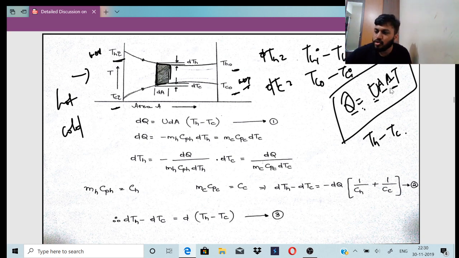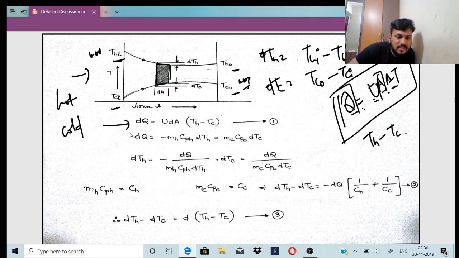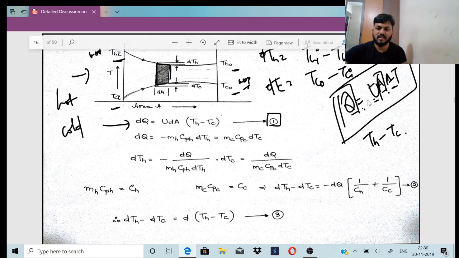So dq is equal to UA delta T. I'll differentiate it. Q is not a constant, A is not a constant. So what is the formula I'll get? I will get the formula as dq is equal to U dA (TH minus TC). This is my first formula, right? Let me erase this, guys, 1 minute.